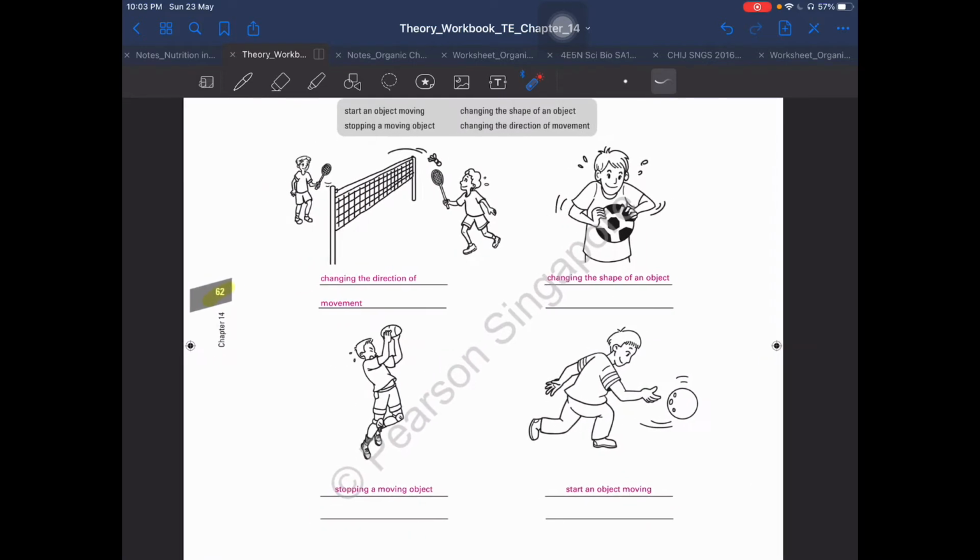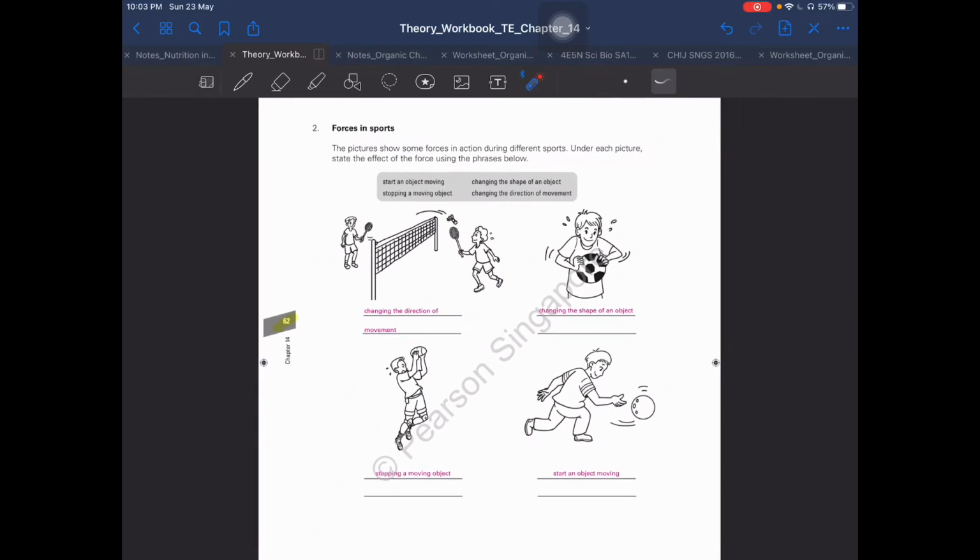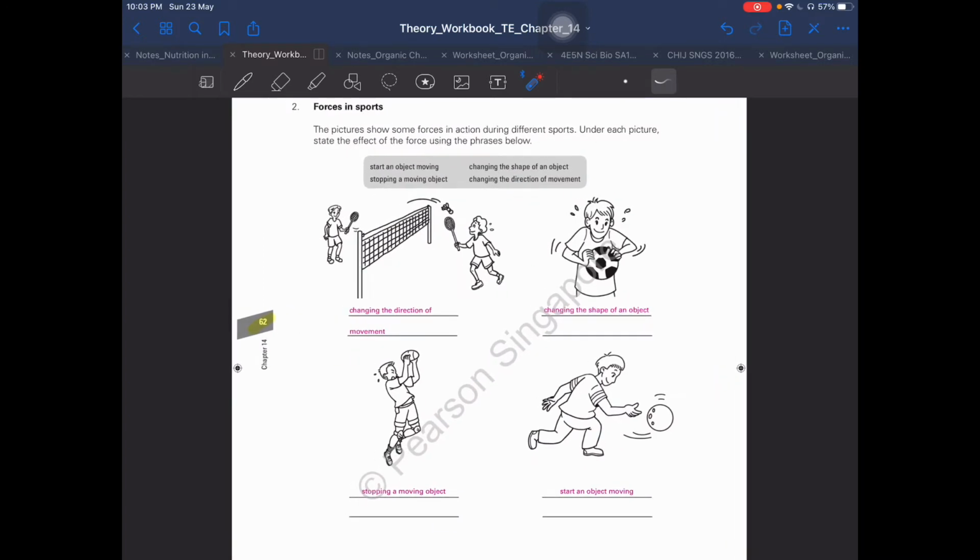Now this second page is quite straightforward. We're just supposed to link the effects of forces. Forces can have various effects on objects. You can either start an object, stop an object, change the shape, or change the direction of movement. In these four examples here, you're just supposed to categorize them based on the keywords that are provided.